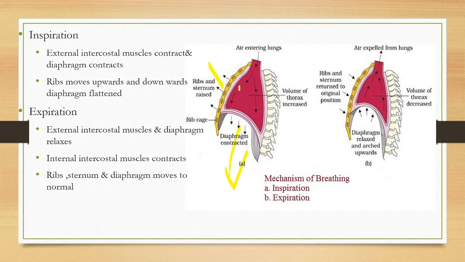The volume of the thoracic cavity increases. The volume increases and the pressure decreases. When the pressure in the thoracic cavity decreases, the air enters the lungs. So this process is called inspiration.